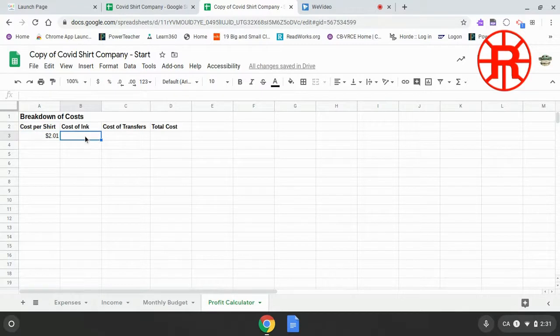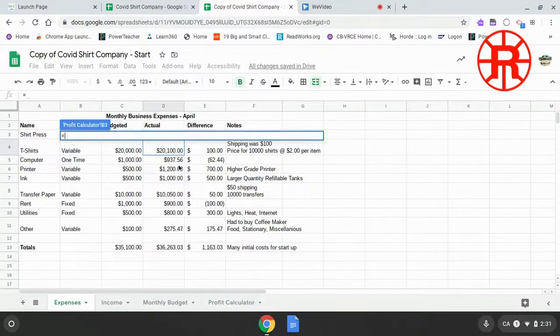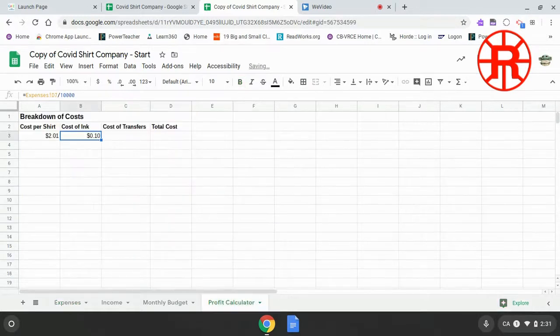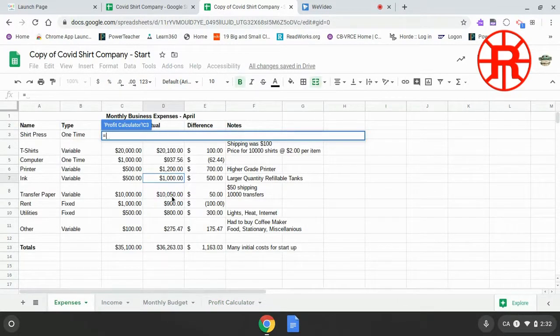And then I'm going to get my cost of ink, which again I get from expenses, and that total cost of ink for the refillable cartridges, and then again divide by 10,000. And then my cost of transfers, same thing, equals expenses, the actual cost of the transfers, which includes the shipping cost, divided by 10,000.